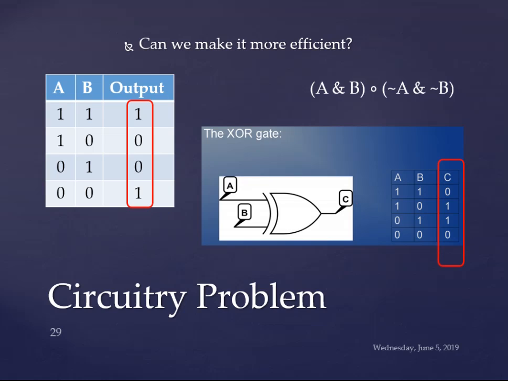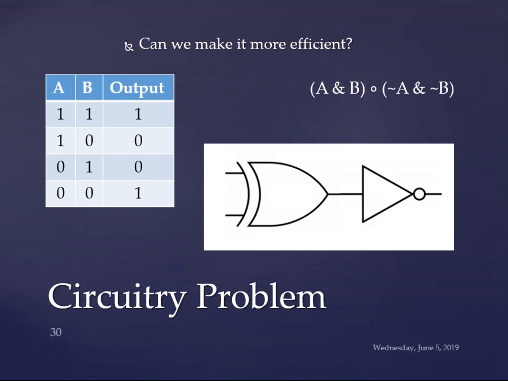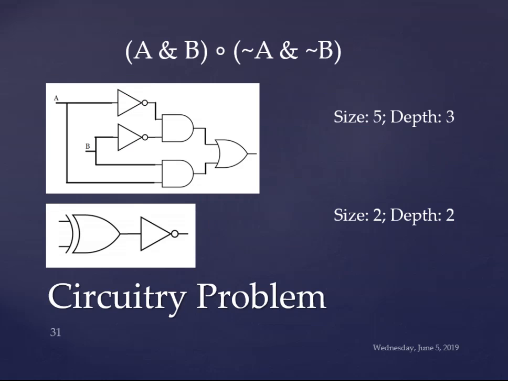And so what you could do is take the XOR gate and negate its output, and you could get the exact same output given the same inputs, right? You'd have a logically equivalent circuit, but it has a smaller size and depth, right? So if we go from a size of 5 to a size of 2 and a depth of 3 to a depth of 2, that's pretty good, okay?